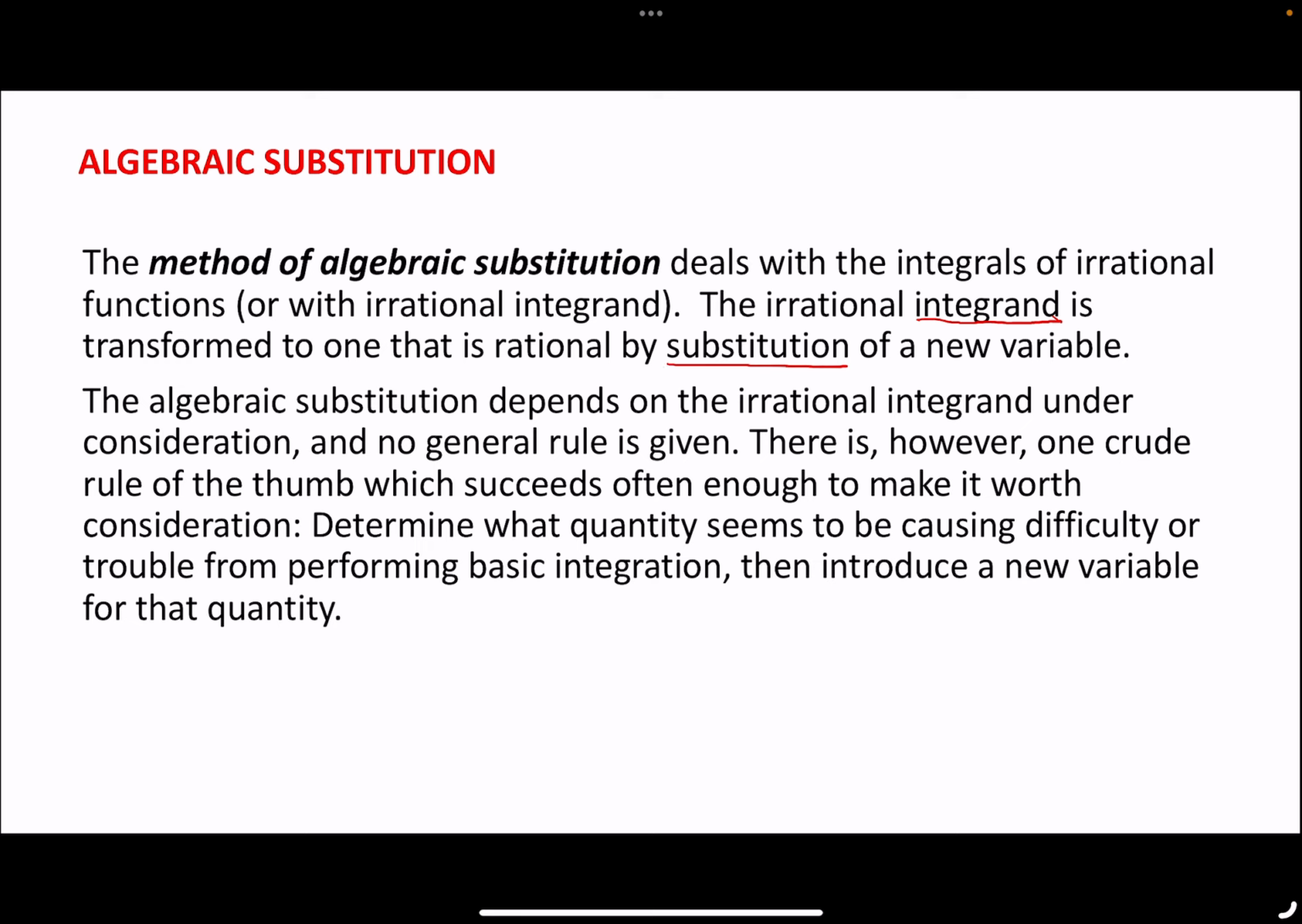The algebraic substitution depends on the irrational integrand under consideration, and no general rule is given. There is, however, one crude rule of thumb which succeeds often enough to make it worth consideration. Determine what quantity seems to be causing difficulty or trouble from performing basic integration. Then introduce a new variable for that quantity.